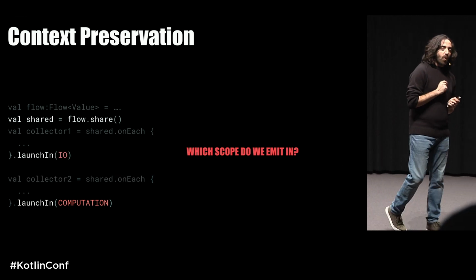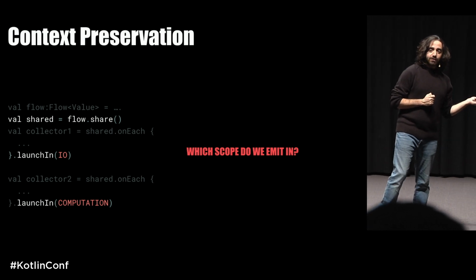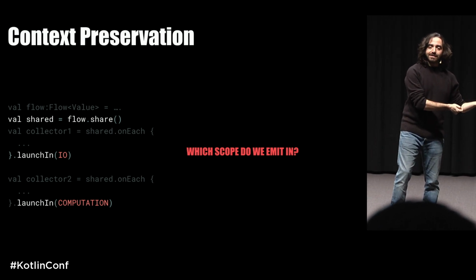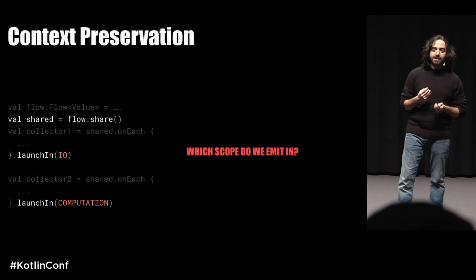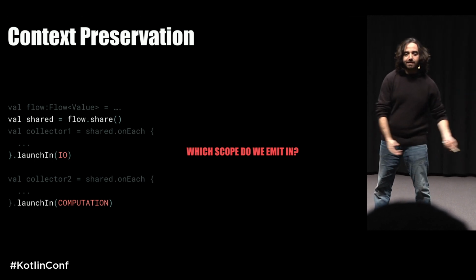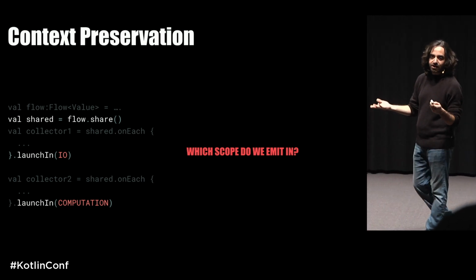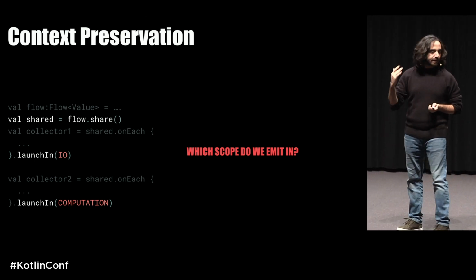So now, where do we collect this upstream scope? If we pick one of the scopes, what if it gets canceled? Do we cancel the other one as well because they happen to be sharing? Like, there is no way you can move a job from one coroutine context into another. There's no transfer operator or anything like that. So this is fundamentally hard for us.